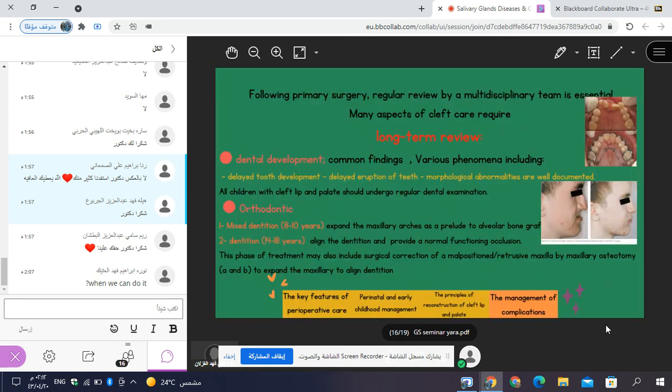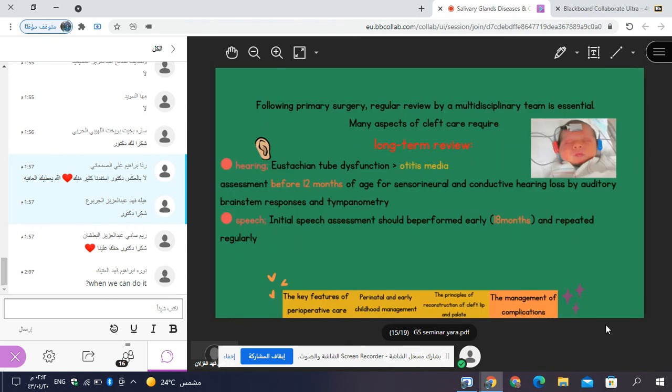Okay, so we're done now with the primary management, the reconstruction. We come to the secondary management or the management of the complications. So for management of the complications, first we have hearing.